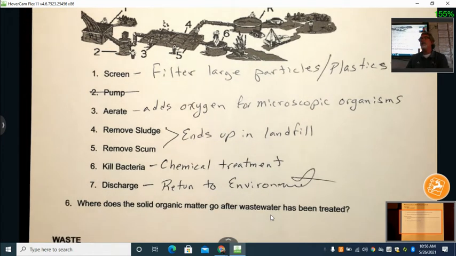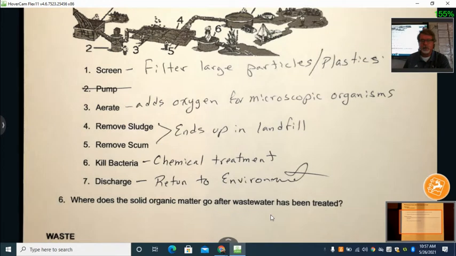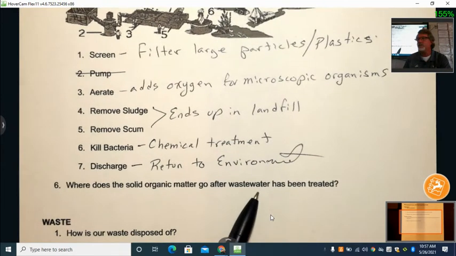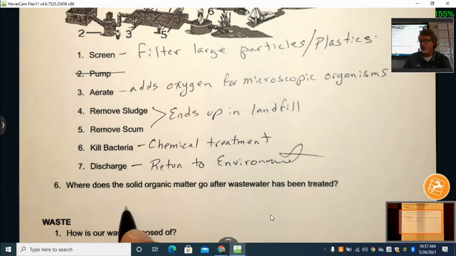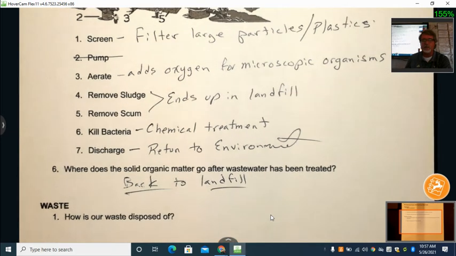The two ways we return it to the environment: one is literally a sprinkler system that returns it, and the other is just a pipe. Once it goes through that pipe, it's released right back into the creek. And you saw parts of that on our little trip. So where does the solid organic matter go after wastewater has been treated? We already addressed that up there, but it goes back to the landfill, then returns back to the environment.